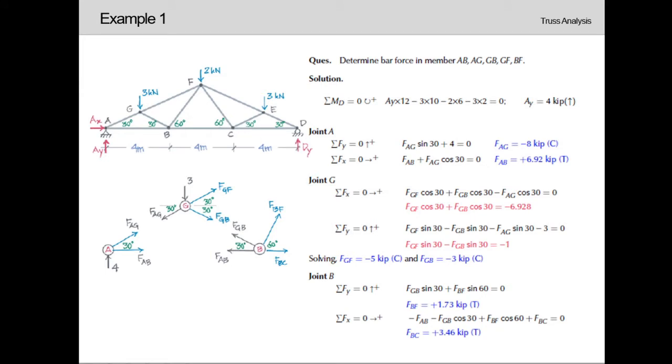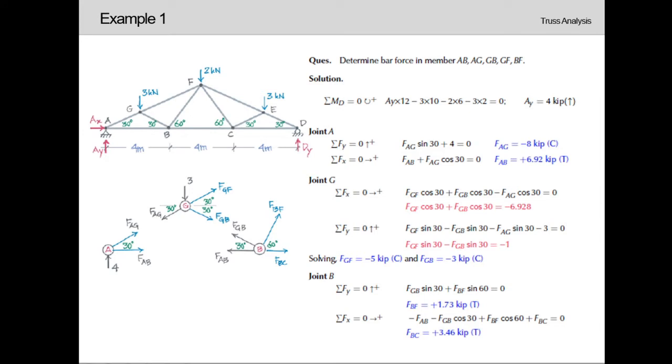Now let's see in this lecture how to do the truss analysis. Before starting, we would like to say that truss analysis can be done mainly in two ways. One is using the joint method, which we will cover in this lecture, and another one is the section method. We will not be covering the section method in this lecture, so let's see the joint method.